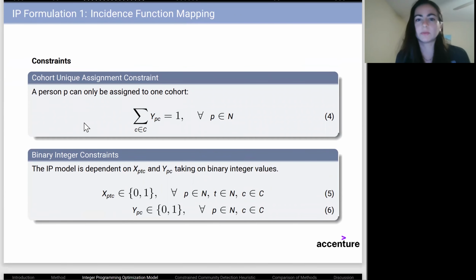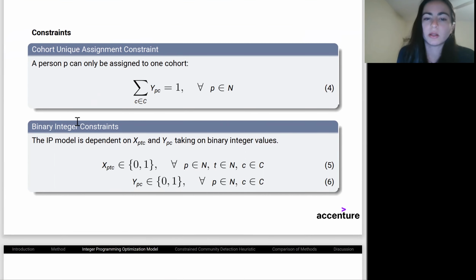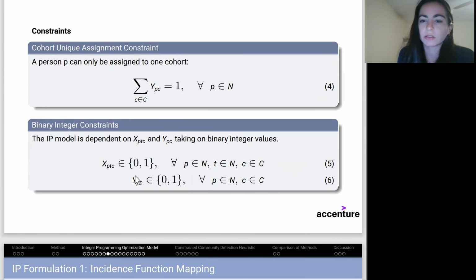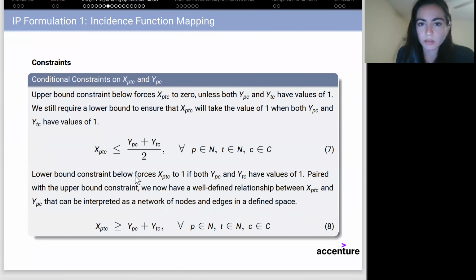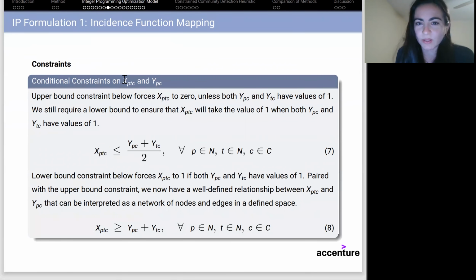First constraint for this formulation is unique assignment. So an individual can only be sent to one cohort. You have your binary integer constraints. This is where it's a bit more interesting. So these constraints are forcing that relationship between the nodes and edges.